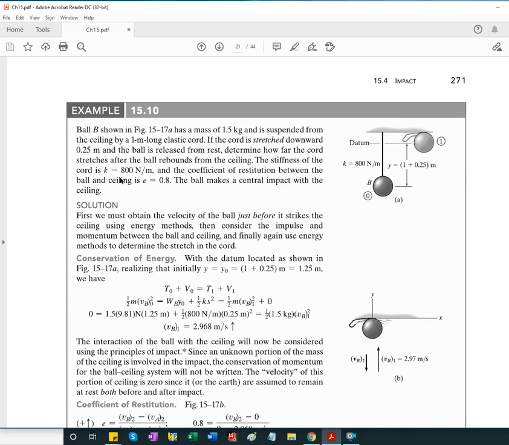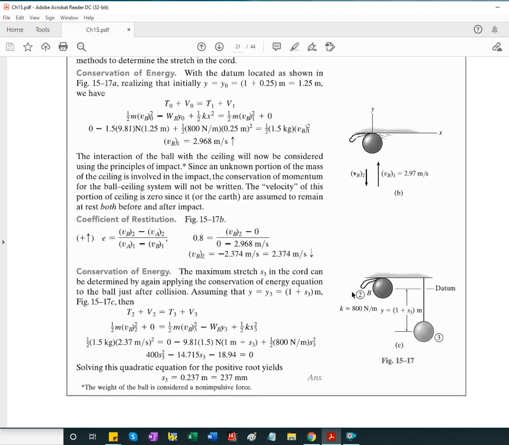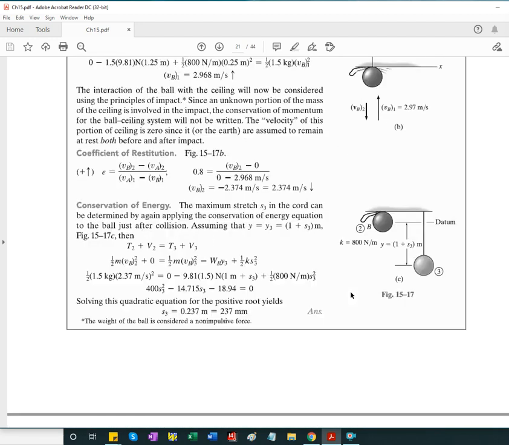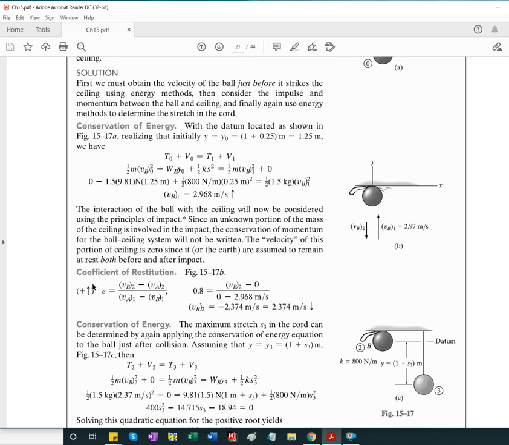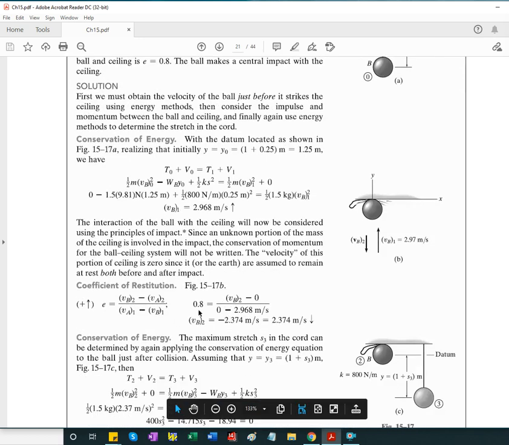The question is how far the cord stretches after the ball rebounds. It won't stretch as much as originally. It will be stretched less because there's loss of energy. The coefficient of restitution is only 0.8. So we need to state the coefficient of restitution equation, where the velocity of the ceiling is zero both before and after impact.